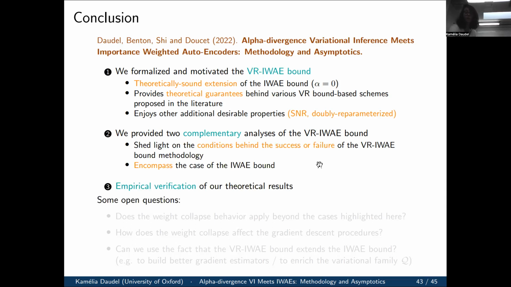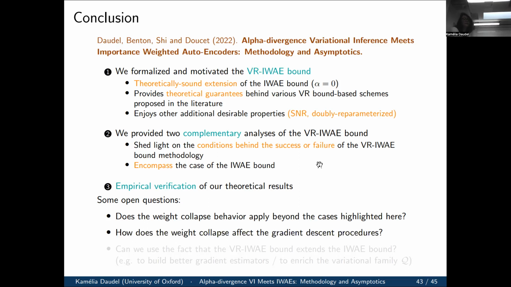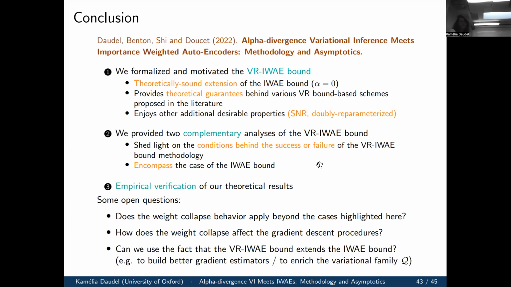And I just want to finish with some open questions. First question: this weight collapse behavior, does it happen beyond the cases that we've seen here, beyond the log normal and approximate log normal cases for the distribution of the relative weights? How does it affect the gradient descent procedures? And are we able to use the fact that the VR-IWAE bound is the correct extension of the IWAE bound in more ways than we did in that paper?